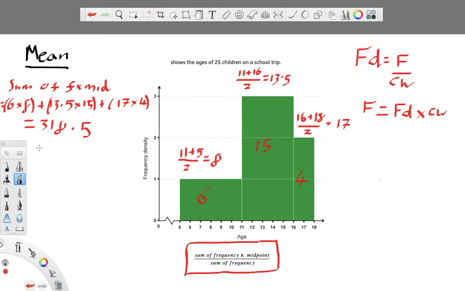And the bottom is the sum of the frequency. So again, I'm just going to get rid of that. So sum of frequency. So I'll just leave that as F. Well, the sum of the frequencies is 6 plus 15 plus 4.